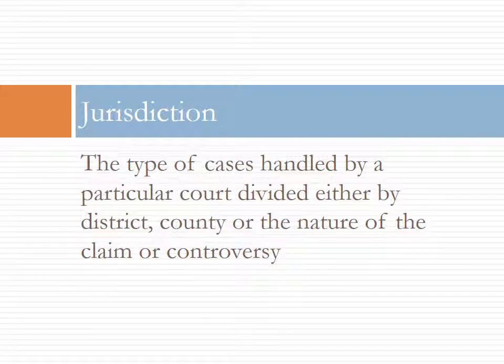The first question you need to answer in finding a probate file is the jurisdiction. This word means the type of case handled by a particular court, and that may be divided either by the district, county, or the nature of the claim or controversy. So, for example, finding out which of the courts within the particular jurisdiction, particular area, had jurisdiction over the probate action is one of the challenges.